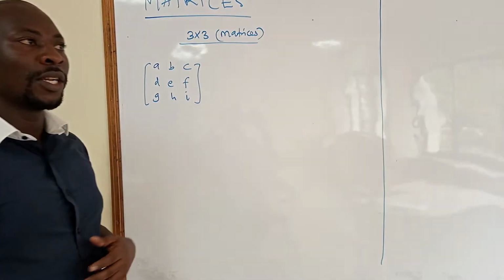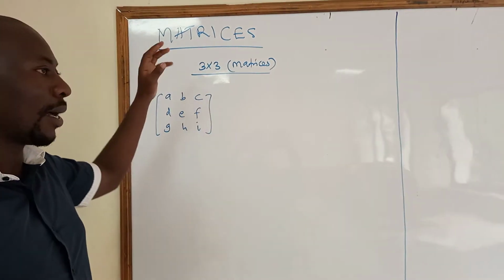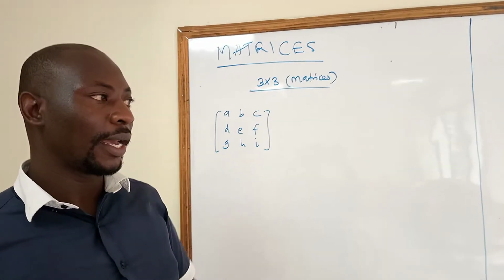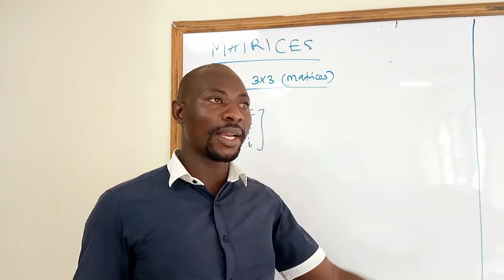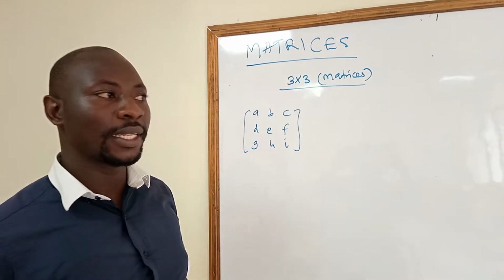Hello everyone. Today let's look at what we call matrix. Matrices are also mathematical operators that deal with arrays of elements. So we have 2 by 2 matrices, 3 by 3 matrices, 4 by 4 matrices. What do we use to define these things?